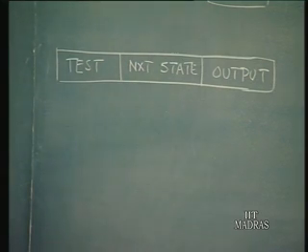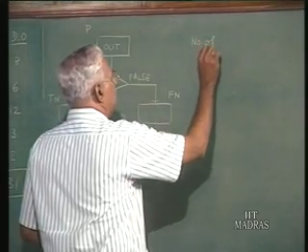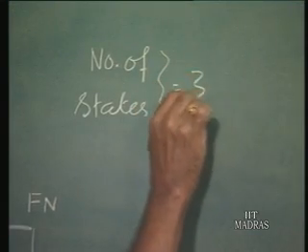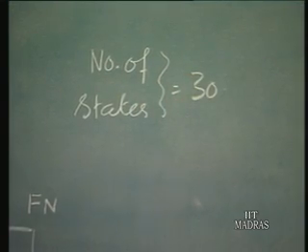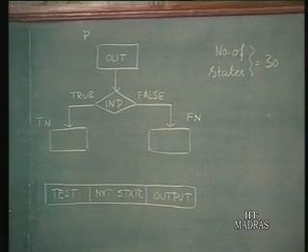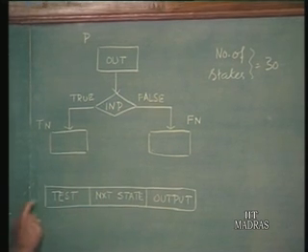Now, let us read the problem again. In this particular one, the controller is for controlling a machine which has a maximum of 30 states. So, the number of states will be 30, which means as per this particular diagram, 30 states, that means we do not know whether for a given particular state.